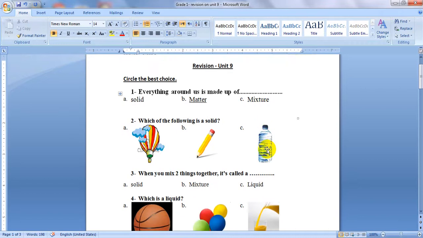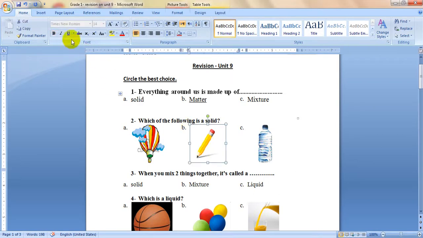Now let's move to question number 2. Which of the following is a solid? The air balloon, a pencil, or water? Do you remember what a solid is? A solid keeps its own shape. Its shape doesn't change from moving it from one place to another, or from putting it or covering it. So which of these is a solid? It's letter B. The pencil is a solid.